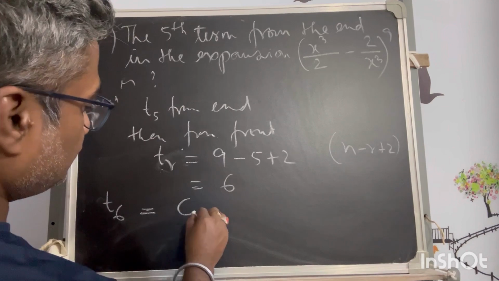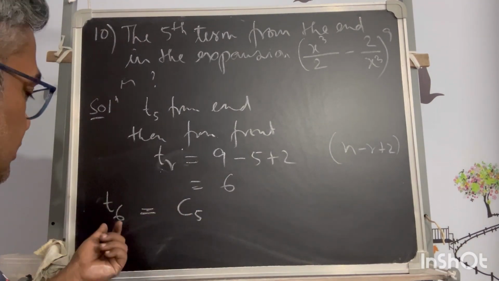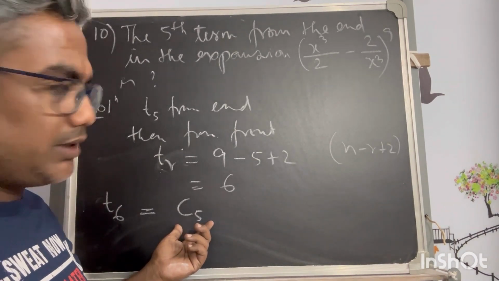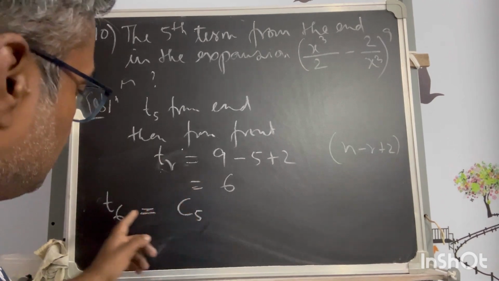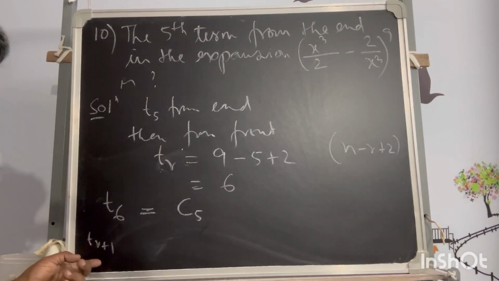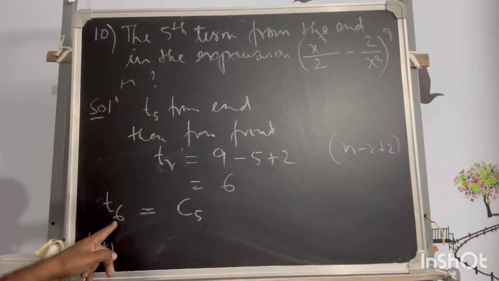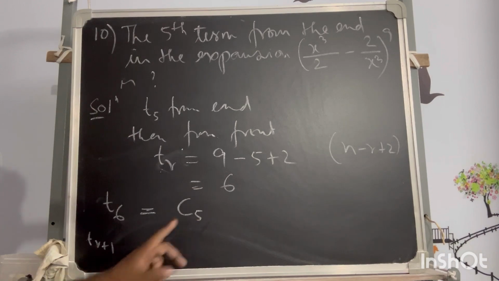So the coefficient will be c5. Either way, if you count from t0, the count will be c5, and if you count from t1, this will be treated as t r plus 1, per your convenience. If I treat this as t r plus 1, then r will be 5 here, so c5.